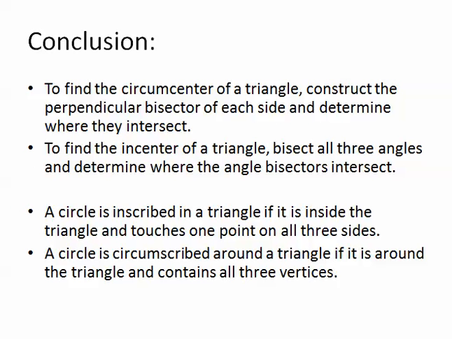So in conclusion, to find the circumcenter of a triangle, you construct the perpendicular bisectors of each side and determine where they intersect. To find the incenter of a triangle, you bisect all three angles, use angle bisectors, and determine where they intersect. A circle is inscribed in a triangle if the inside of the triangle touches the point on all three sides. And a circle is circumscribed around a triangle if it is around the triangle and contains all three vertices. Again, I'm going to try to put together a graphic organizer so we can keep these all straight.